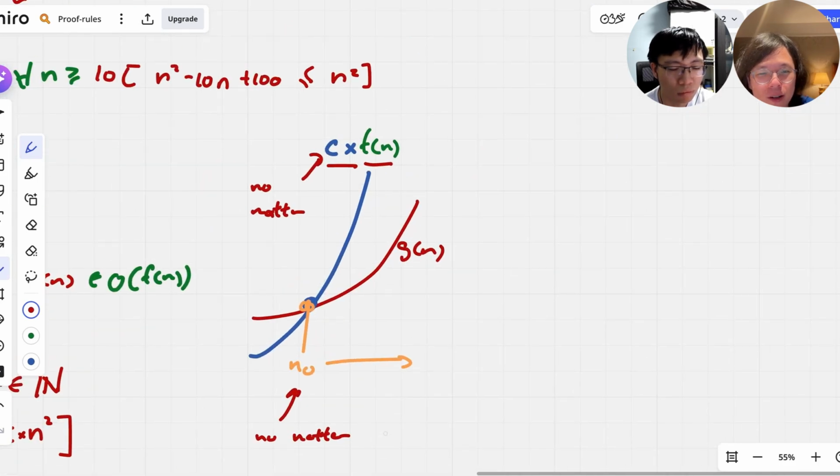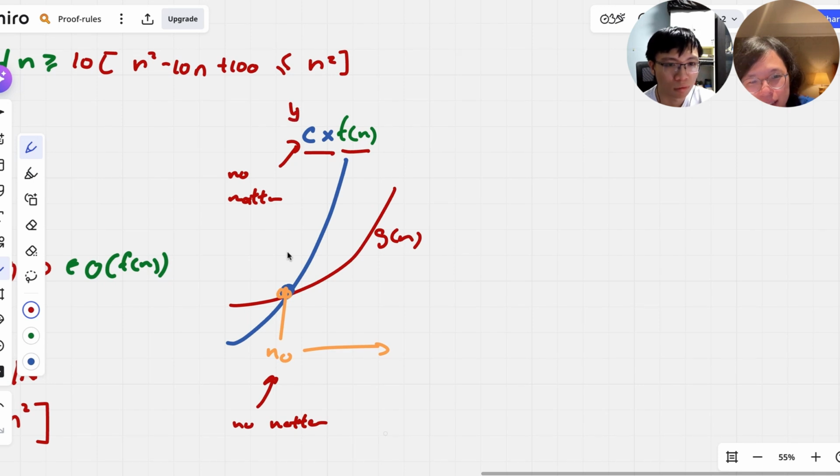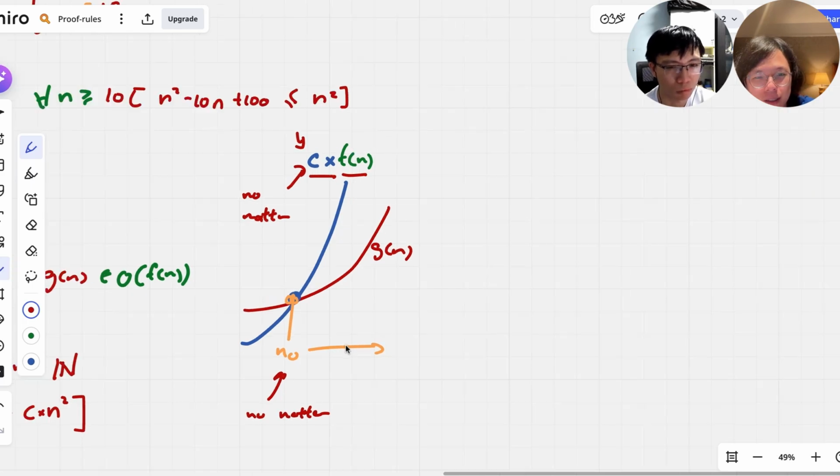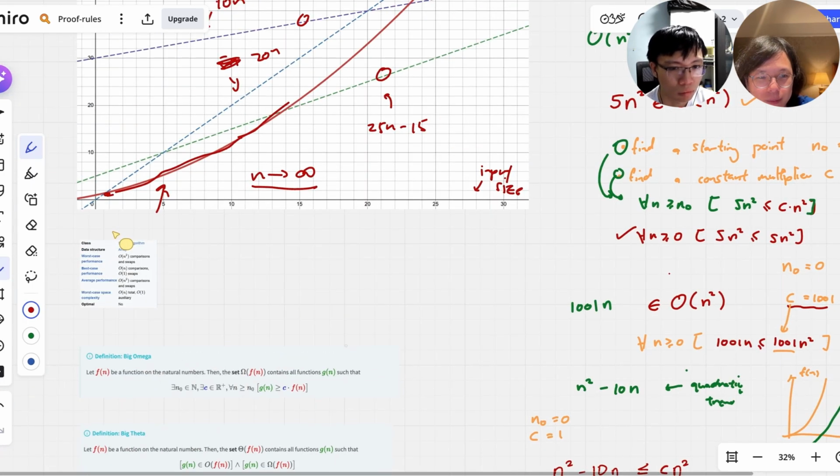Right. So we don't care about constants. We don't really care about constants. And as long as it's from some starting point onwards, this is completely fine. Right. That's what Big O says, basically.